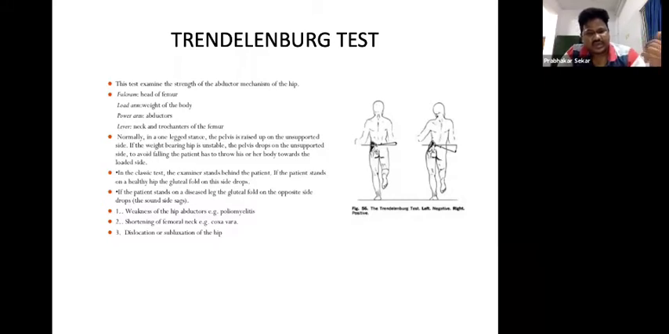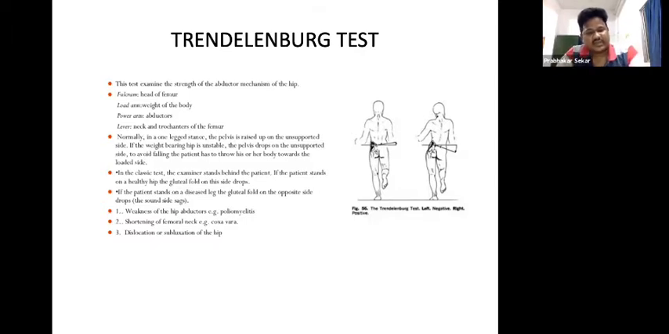Suppose, in case of weight bearing, if you ask the patient to stand on the affected side, then the sound side will sag. So if the sound side sags, then you call it Trendelenburg test positive.